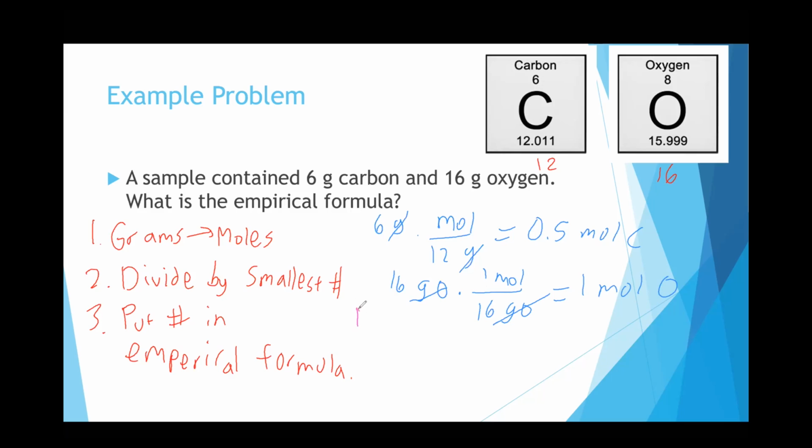So we divide by 0.5. So we get carbon to oxygen. Carbon is 0.5 over 0.5, which is 1. Oxygen is 1 divided by 0.5, which is 2. So that's what we get after step 2. And step 3, we put it into the empirical formula, C1O2.